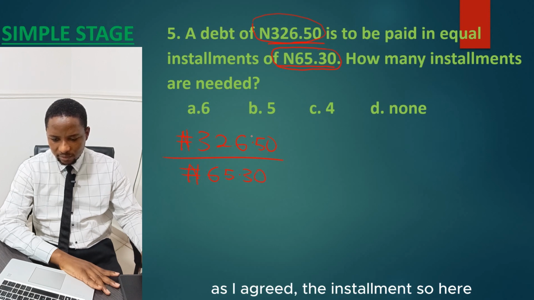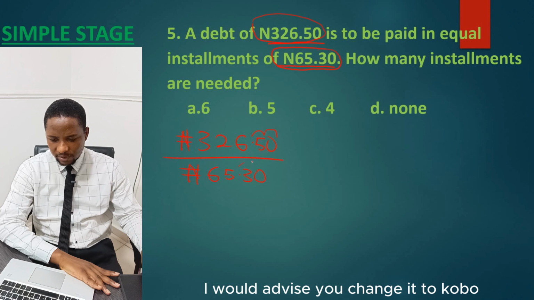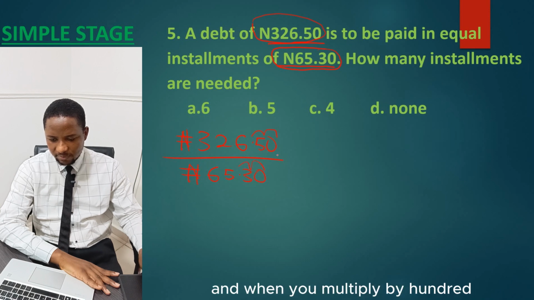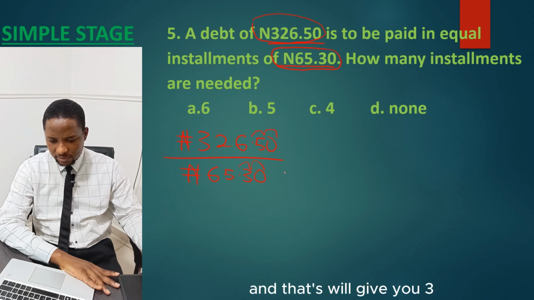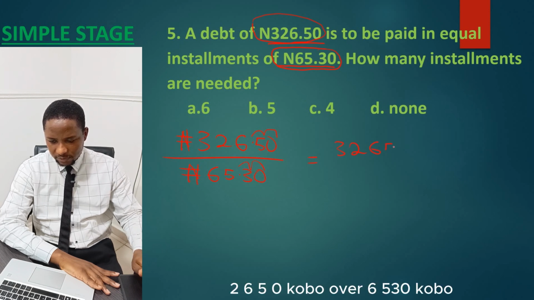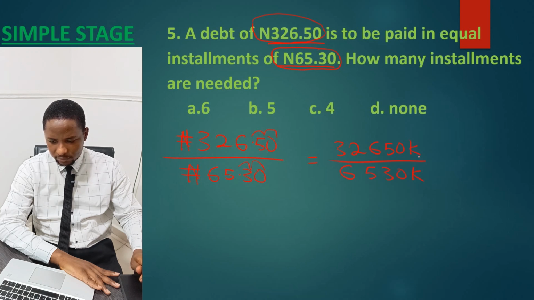So here I will advise you change it to kobo by multiplying by 100, and when you multiply by 100 it's just to move the decimal point forward twice, and that will give you 32650 kobo over 6530 kobo. So kobo cancels kobo, and then 0 cancels 0.